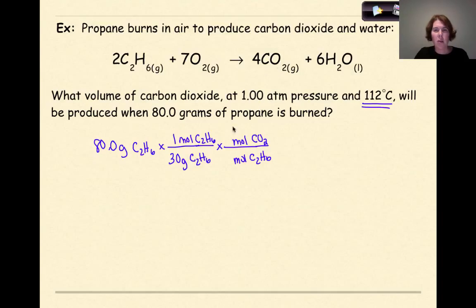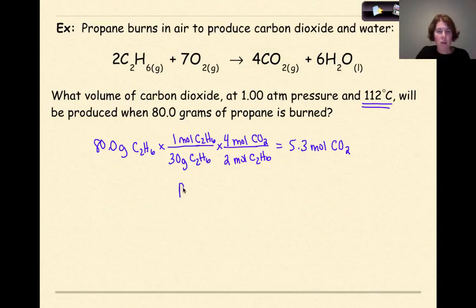And then I look up here, and this is a 4. C2H6, there's a 2 right here, so that's 2. And then I'm going to stop right here because I want to stop at moles of CO2. Because ultimately, this is what I'm going to put into my ideal gas law. So if I work this out and everything cancels, I should get about 5.3 moles of CO2. All right, so I'm in the units that I want.